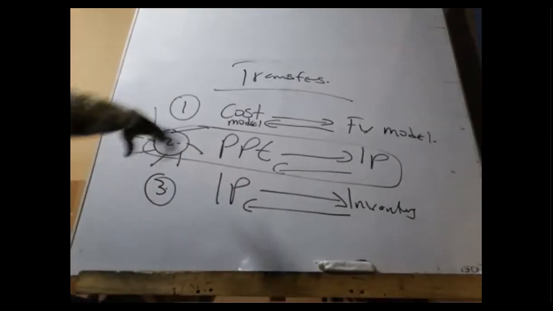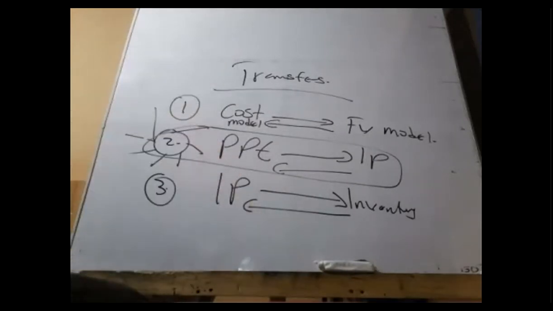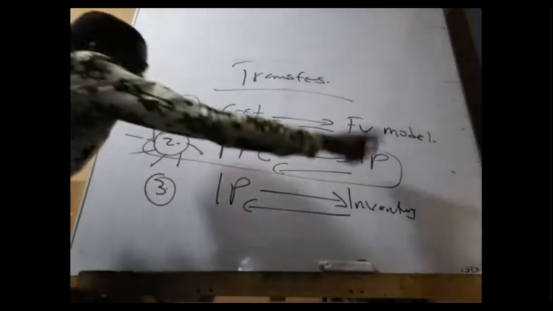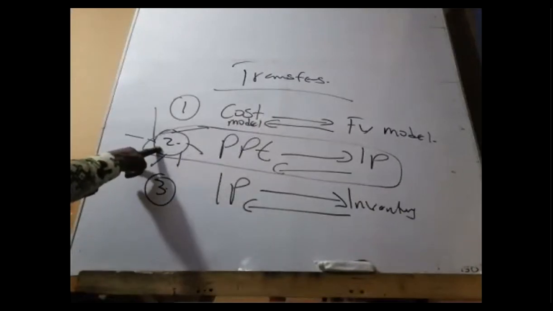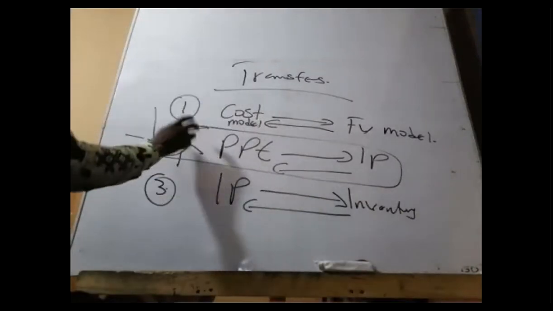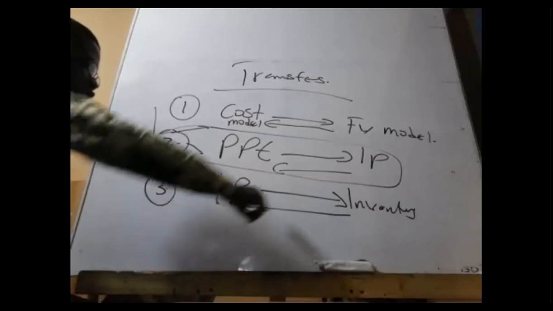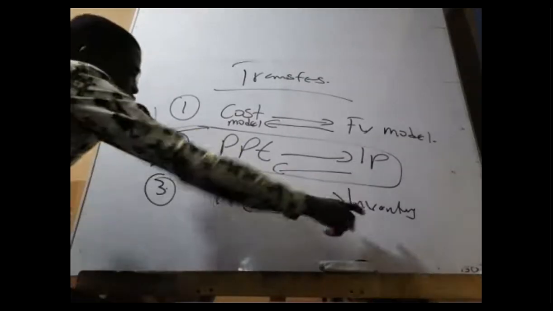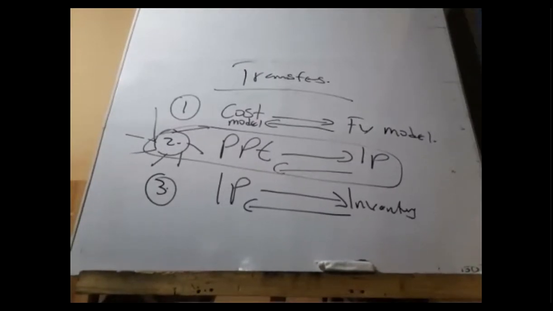Cost model to fair value model, or fair value model to cost model. Also transfer from PPE to investment property and investment property to PPE, highly examinable. Upon all these three, this is a section which is highly examinable. Then investment property to inventory, and inventory to investment property. That's all. So I'll pick the very first question to do the illustration.